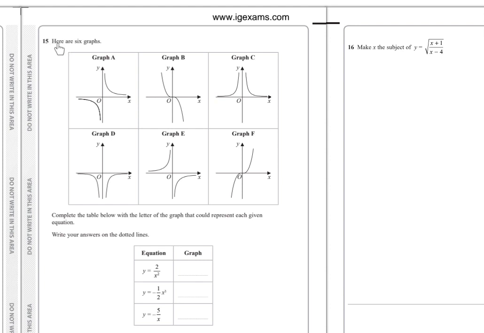Number 15. Here are 6 graphs. Complete the table below with the letter of the graph that could represent each given equation. Write your answer on the dotted line. y equals 2 over x squared. So which graph is suitable for this equation? y equals 2 over x squared. y is always positive, so the whole curve is above the x-axis. This will happen in graph C.